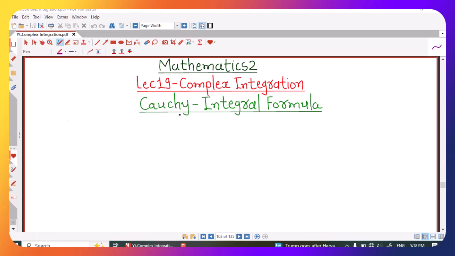Hello friends, I welcome you to lecture number 19 on complex integration. In this lecture we will discuss one more example on Cauchy integral formula.